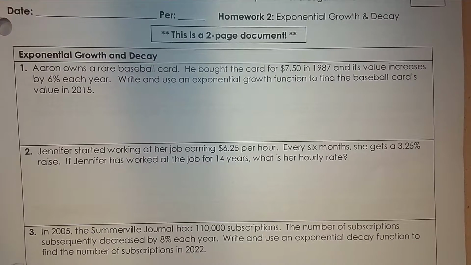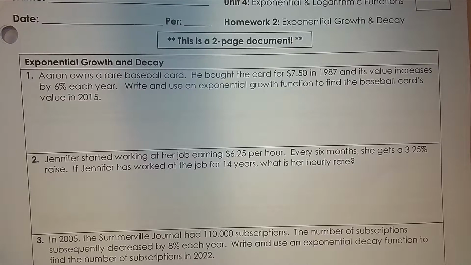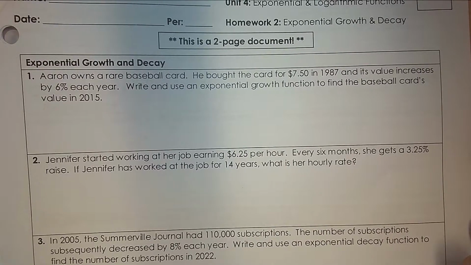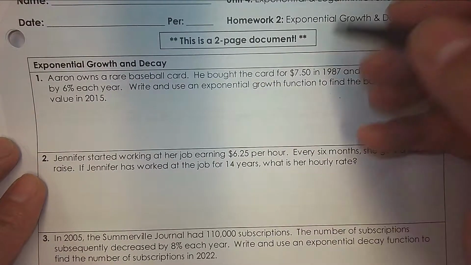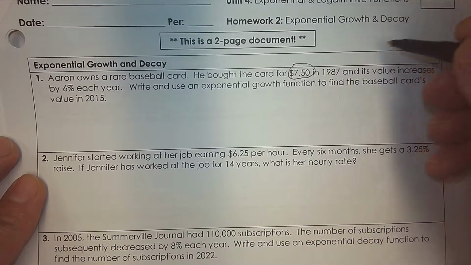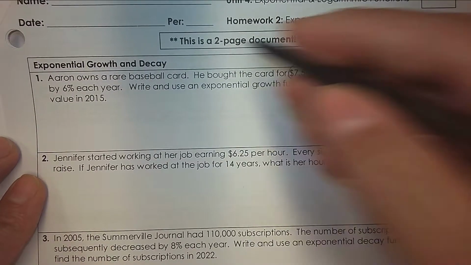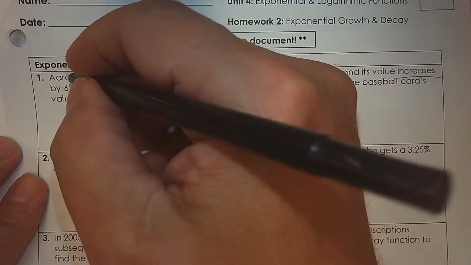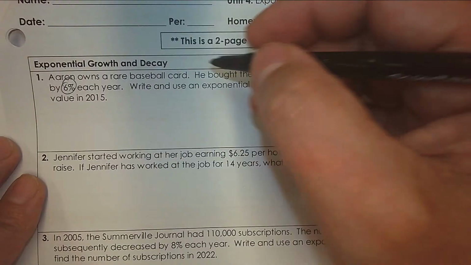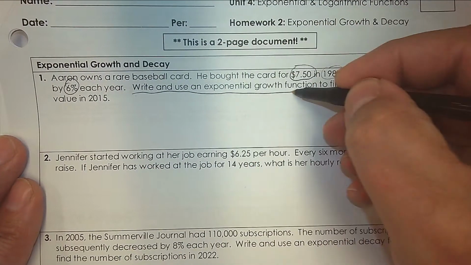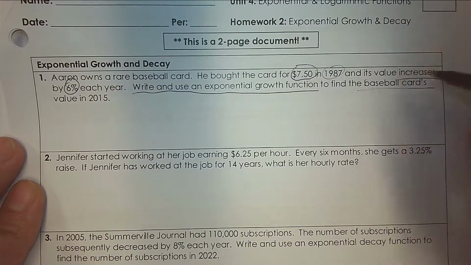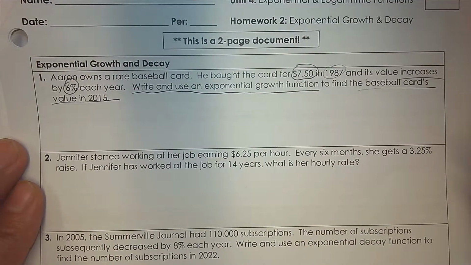All right, here's your homework for exponential growth and decay. Aaron owns a rare baseball card. He bought the card for $7.50 in 1987, and its value increases by 6% each year. Write and use an exponential growth function to find the baseball card's value in 2015.